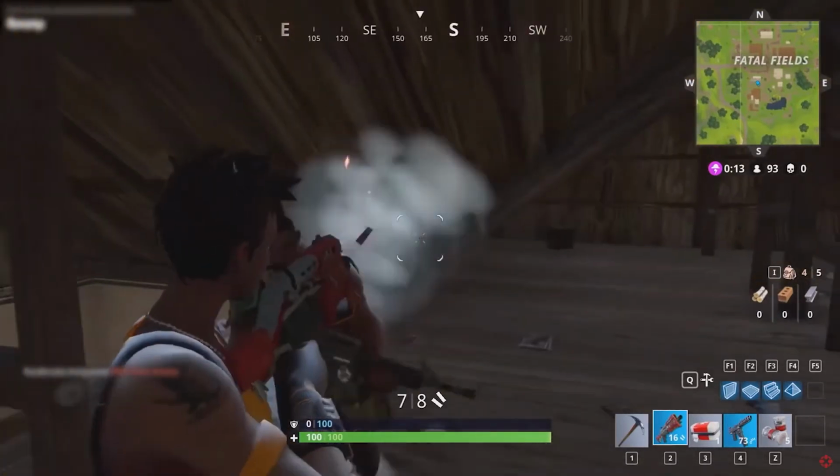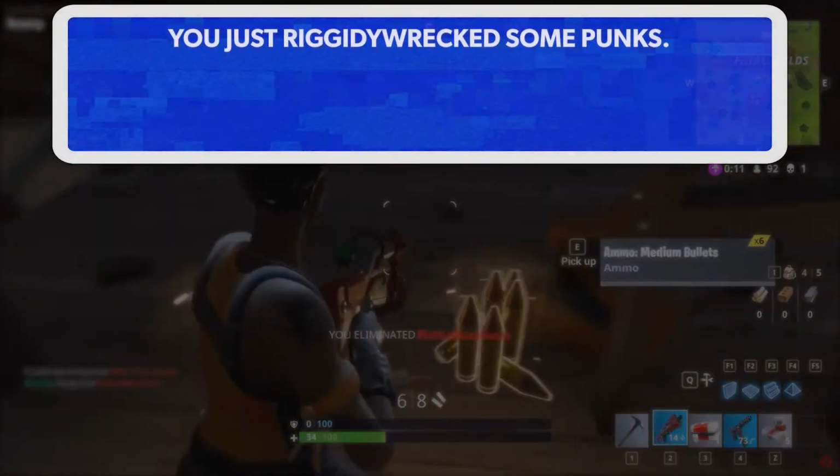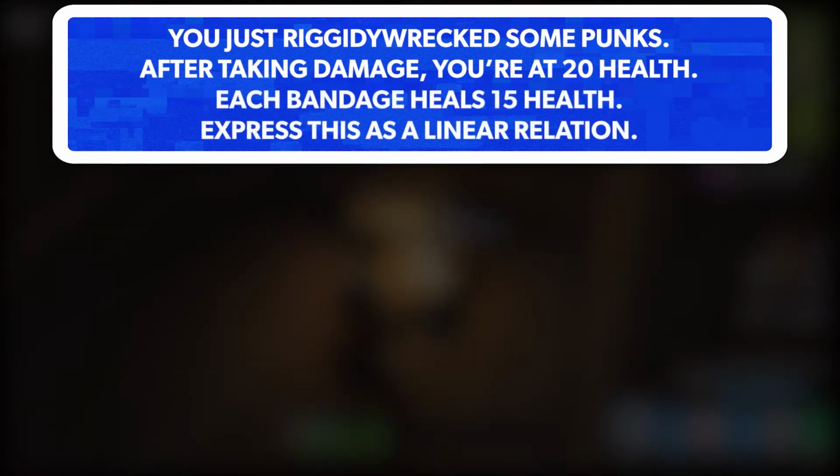So how might a linear equation be set up using both your rate of change and your initial value? We're going to go back to the example of health. You just wrecked some punks who were trying to capture your point or whatever, but you took some damage and you need to find some health. Right now you're at 20 health, and each bandage heals 15 health.